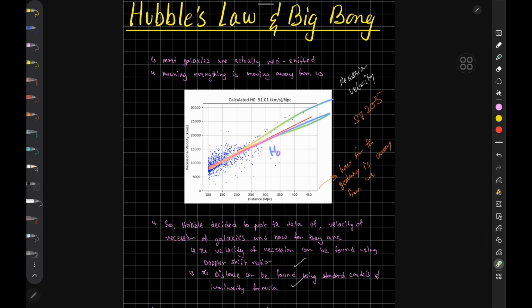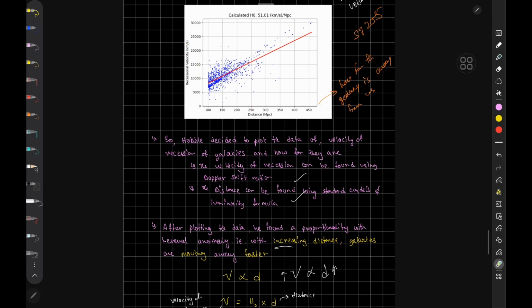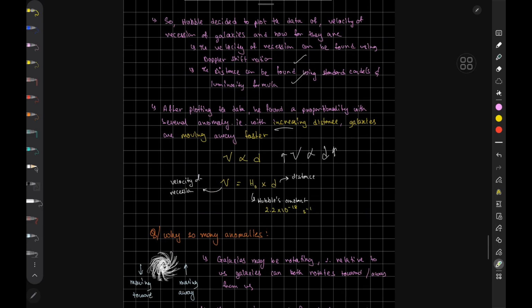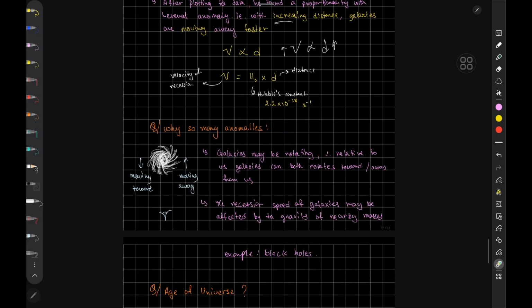So H naught is basically the gradient of this line, on a velocity versus distance graph. So yeah, that is what H naught is. That is experimentally found out. And as we add more galaxies and stars that we can calculate and find information about, the Hubble's constant just keeps changing.